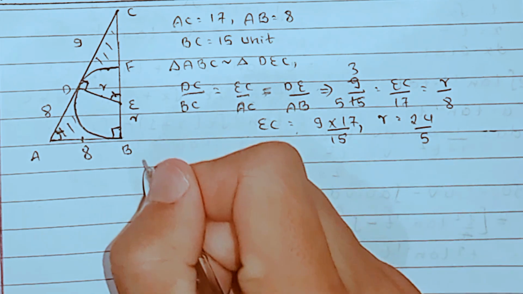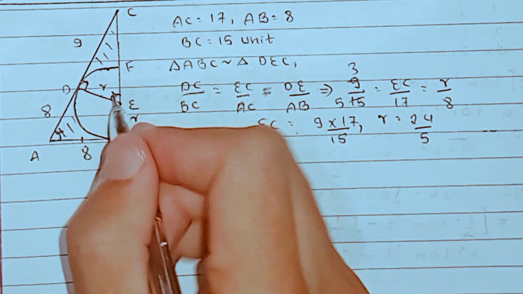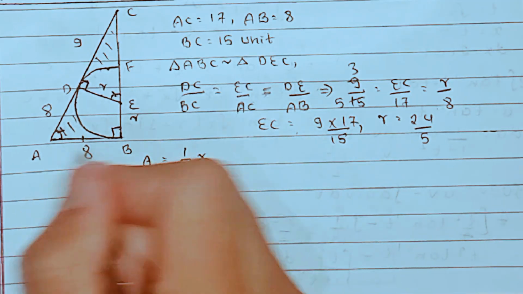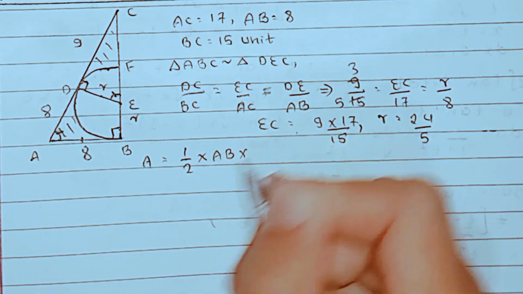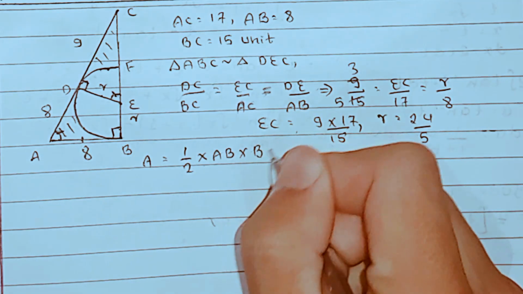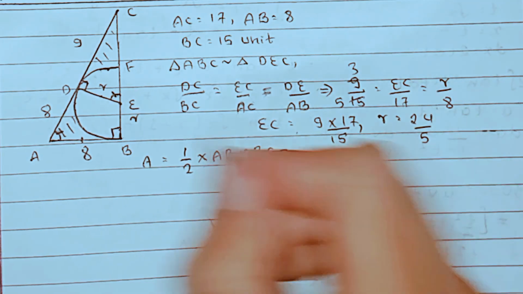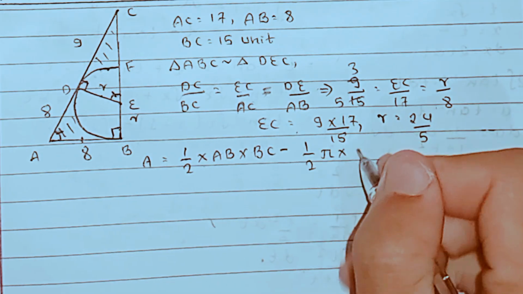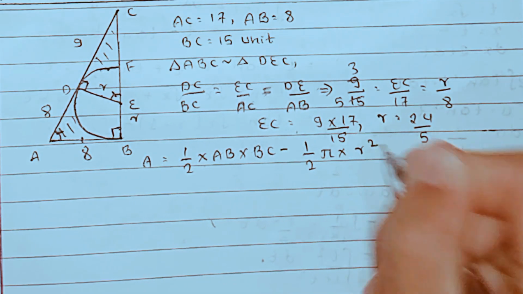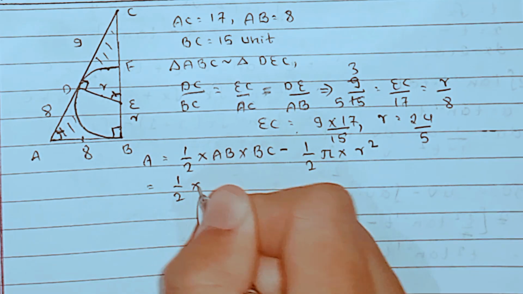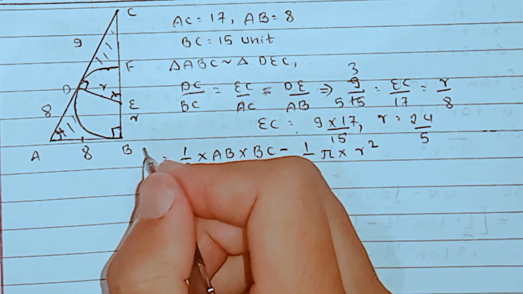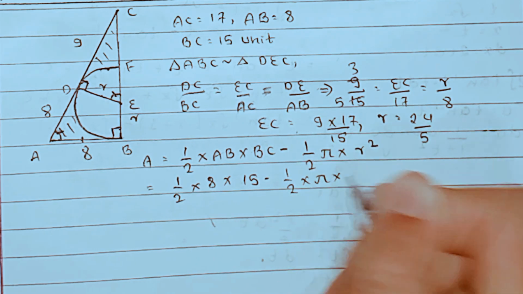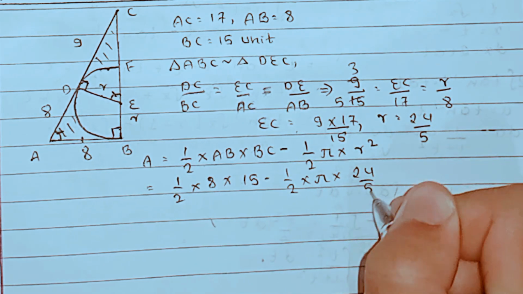So area of the shaded region is equal to the area of this triangle minus the area of this semicircle. The area of this triangle is 1 by 2 into base multiplied by its height, which is BC, minus the area of this semicircle, which is half of pi into R square. So we'll get 1 by 2 into AB, which is 8, into BC, which is 15, minus 1 by 2 into pi, and R square is 24 by 5 whole square.